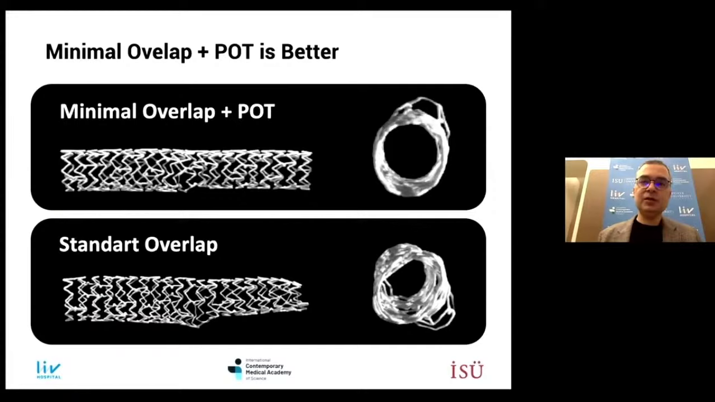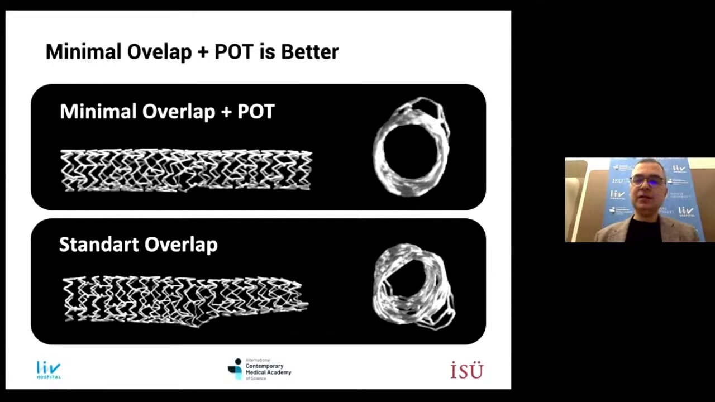So this is a 3D OCT representation of this elliptic deformation. In the upper part, you see the minimal overlap with the POT, which results in a circular anatomy. But if you do the kissing balloon in the classic way, of course, you will have some elliptic deformation in the proximal segment of your main vessel stent.